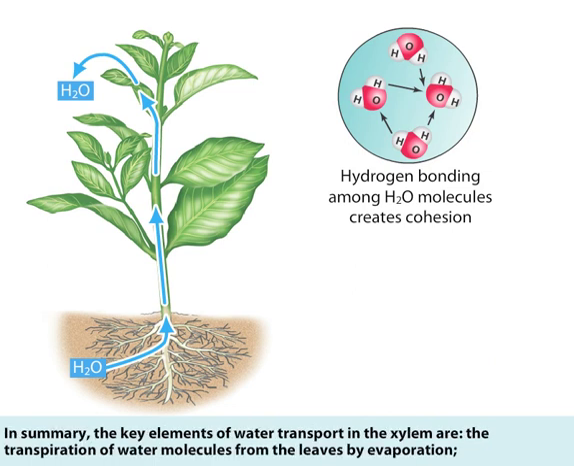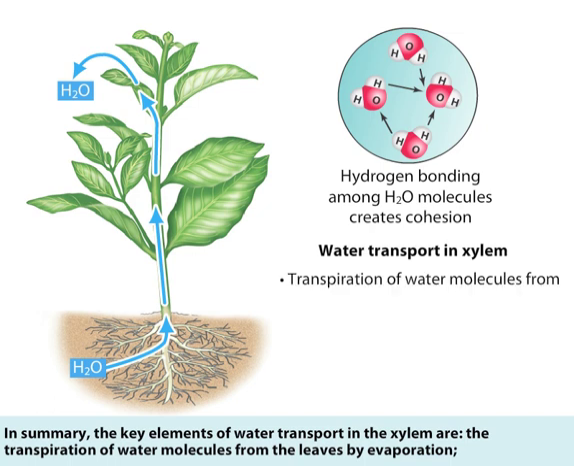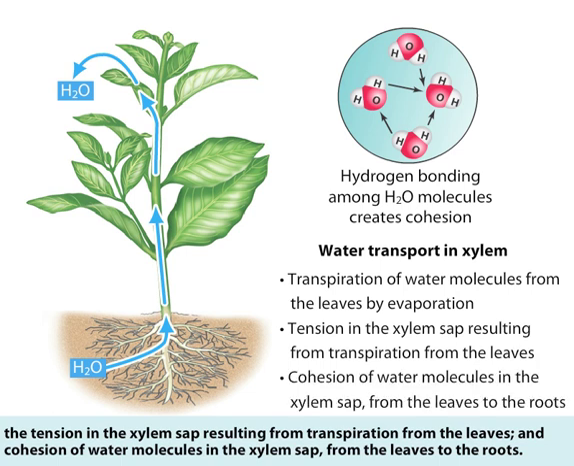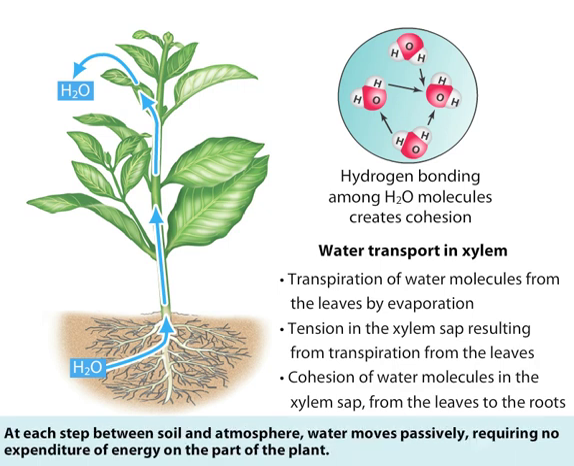In summary, the key elements of water transport in the xylem are the transpiration of water molecules from the leaves by evaporation, the tension in the xylem sap resulting from transpiration from the leaves, and the cohesion of water molecules in the xylem sap from the leaves to the roots. At each step between soil and atmosphere, water moves passively, requiring no expenditure of energy on the part of the plant.